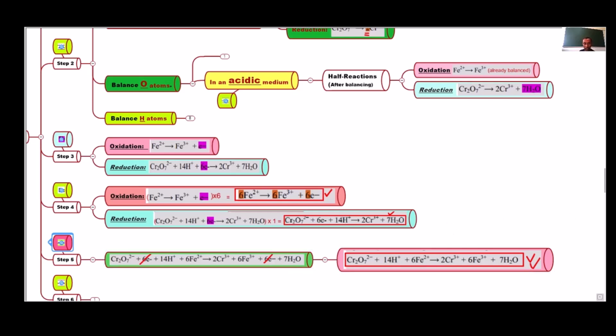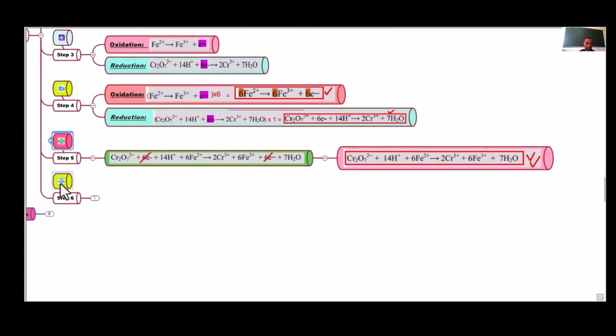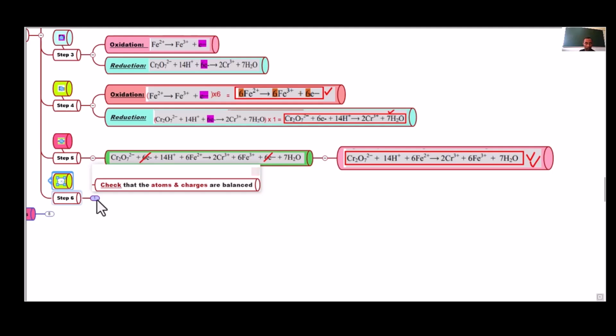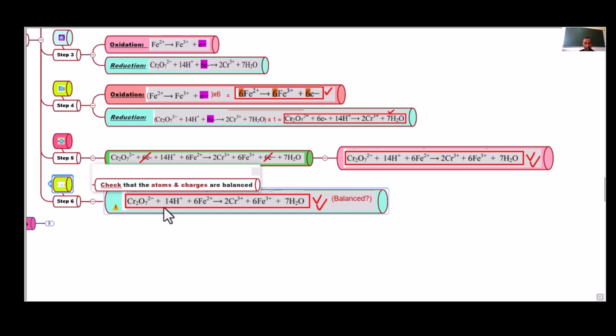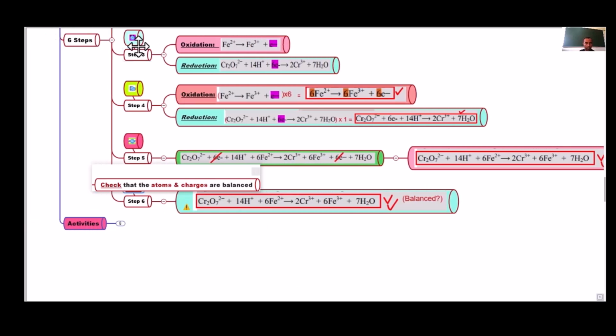Then step 6 is to check whether the atoms and charges are balanced or not. So you can check whether the chemical reaction is balanced in terms of atoms and in terms of charges. This is the way of balancing a chemical reaction.